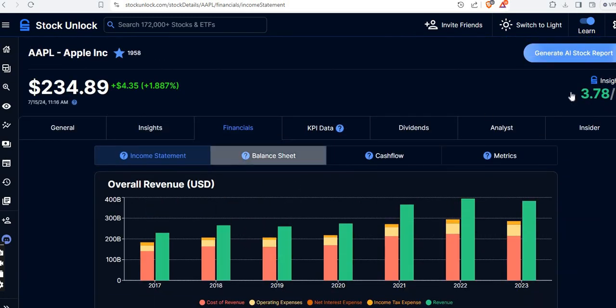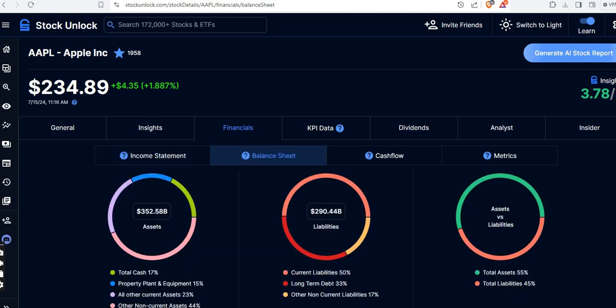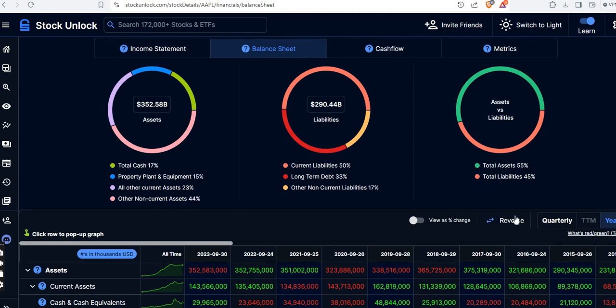Balance sheet. The main thing you're going to want to look at here, at least what I look at, is assets to liabilities. You want to be investing in companies that have more assets than liabilities. There are some exceptions to the rule, like certain real estate companies, where you kind of have to borrow money to make your money. But with traditional tech companies and most businesses, you want to have more assets than you have liabilities.